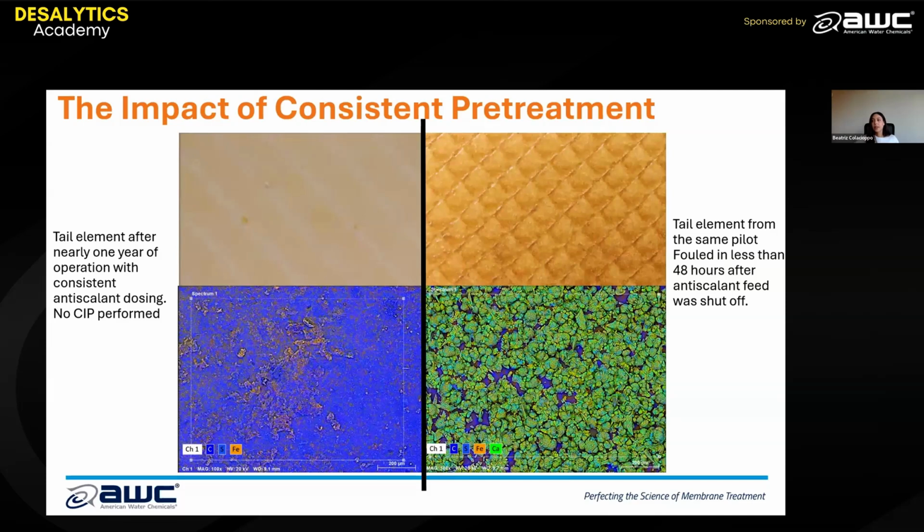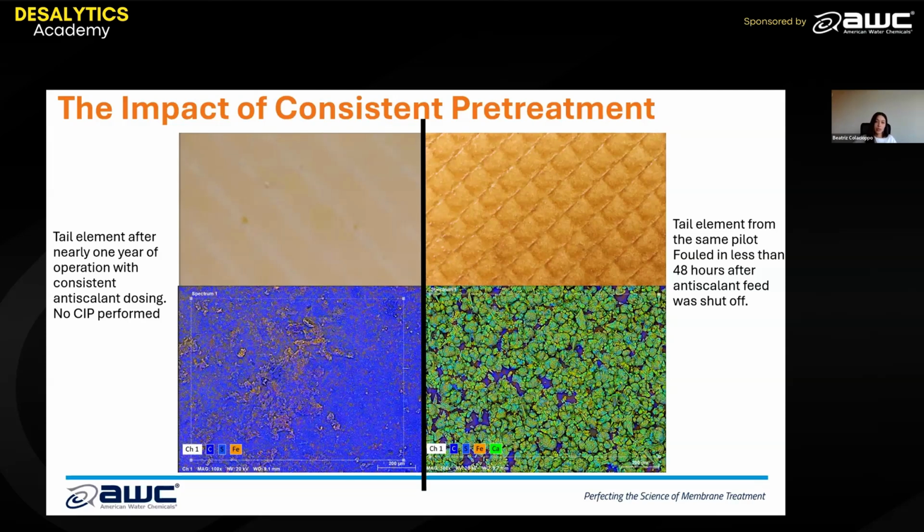It's easy to visualize. Both of these images side by side are from a tail element, the last element of the second stage from a pilot system. And that pilot ran for about a year. This is what you'll see on the image to the left. That membrane ran with anti-scalant in the pretreatment normally for about a year. We autopsied it towards the end. You can see that there's a little bit of organics that built up, so biofilm, a little bit of iron, but overall not bad for a year without a single CIP being performed.